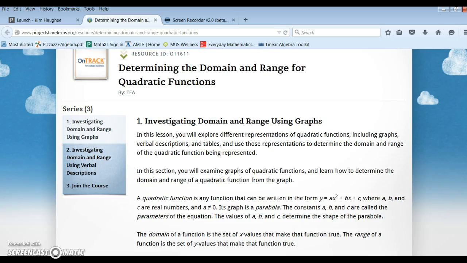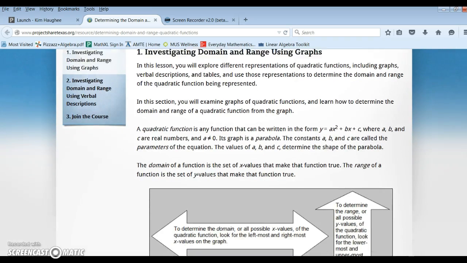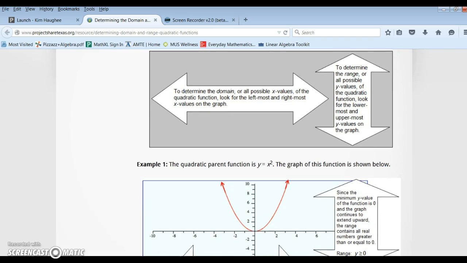Determining the domain and range for quadratic functions, I'm going to utilize a website called projectsharetexas.org. They do a great job of visually looking at domains and ranges. When you take a look at a domain, you want to look to the left and to the right to figure out what are the leftmost and rightmost x values of the graph. And for the range, you want to look at the uppermost and the lowermost.